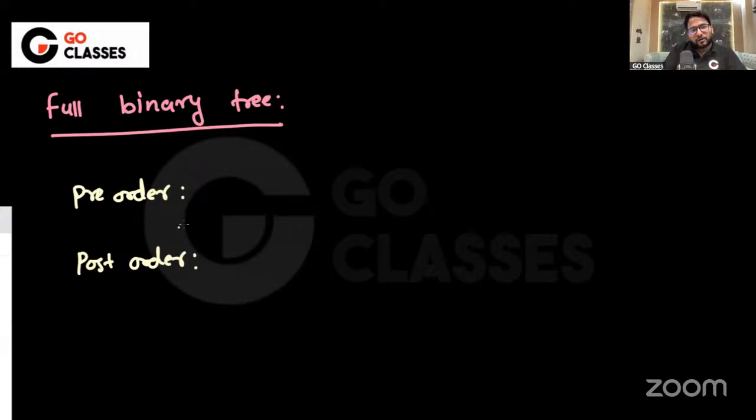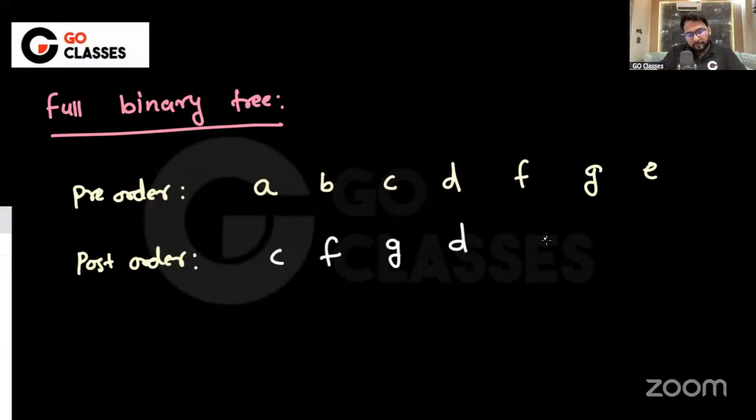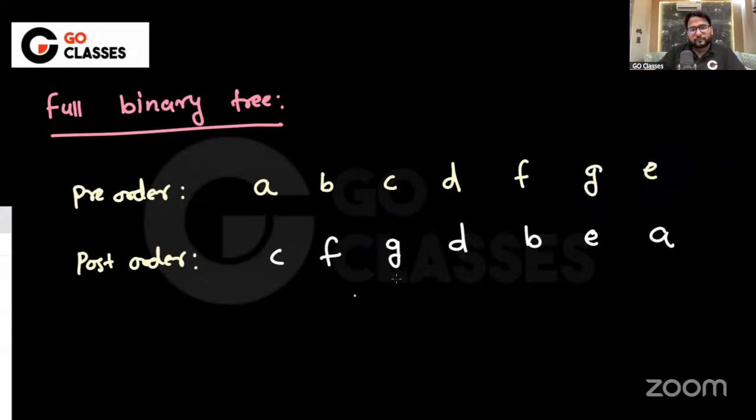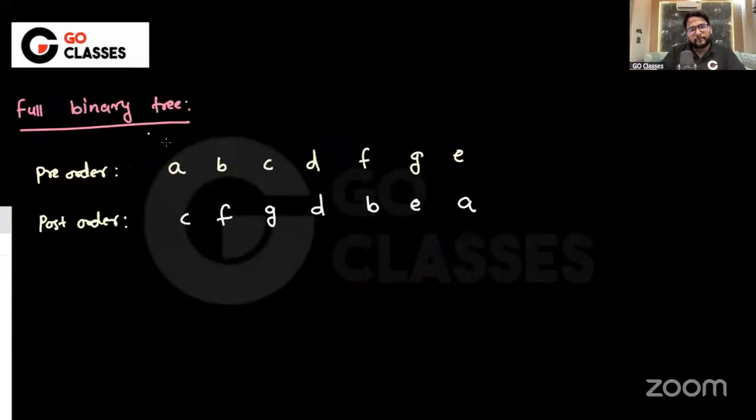Suppose the pre-order is here. Let's suppose A, B, C, D, F, G, E. Suppose this is the pre-order. Suppose the post order is C, F, G, D, B, E, A. First tell me, isn't it easy to find out the root? Yes, right? Tell me the root. So the root is anyway A. It is very easy to talk about the root.